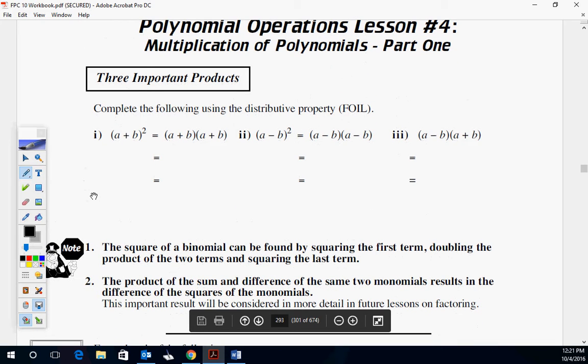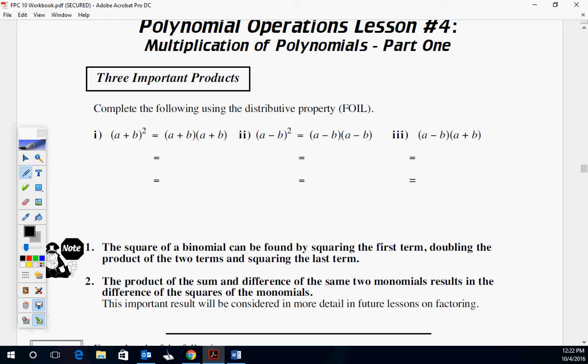Just kind of more multiplication of polynomials, part 1, so there's a little bit bigger ones. Yesterday we did the foiling technique. We did these guys. So these are kind of some things to notice. Obviously they're letters, okay? They're not numbers, but just patterns to kind of understand.